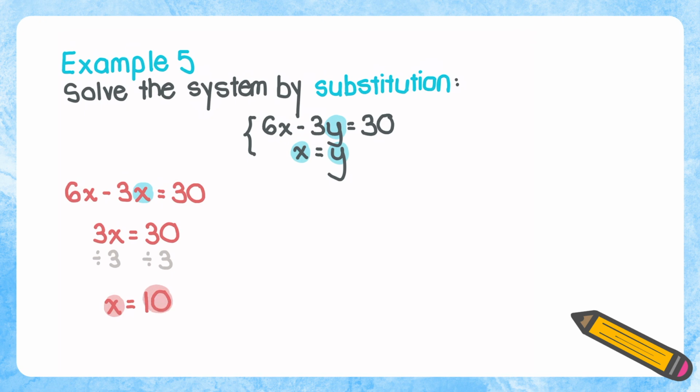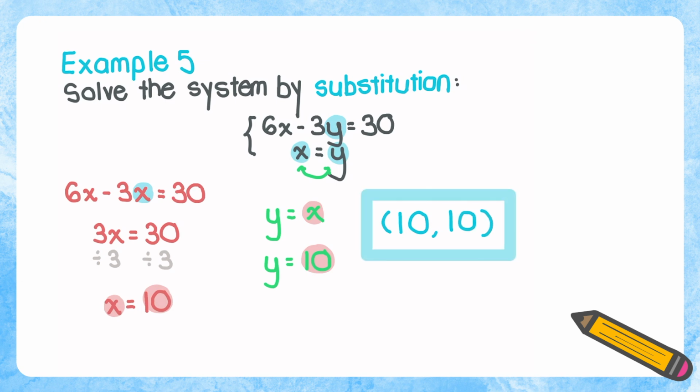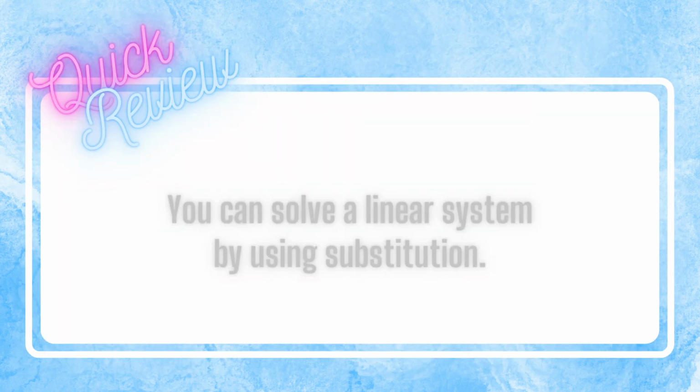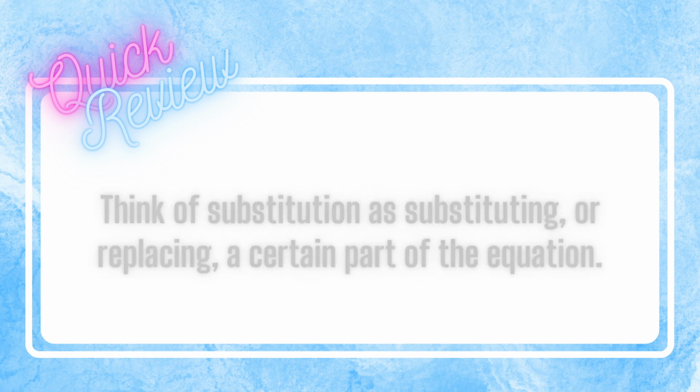So we found x. Now let's find y. So we know that y equals x. That's just the second equation written the other way around. And since our x value is 10, y equals 10. So our solution for this system is 10, 10, regardless of which way you substituted. So again, you can solve a linear system by using substitution. Think of substitution as replacing a certain part of the equation.